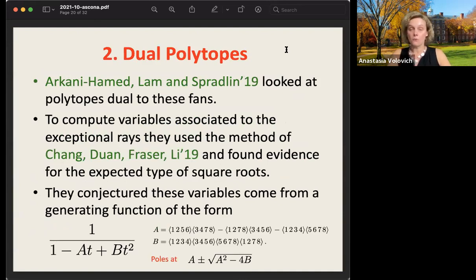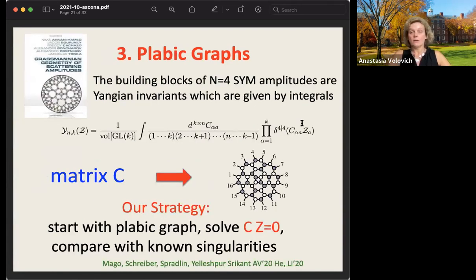Then there's the approach of dual polytopes by Arkani-Hamed et al., where they looked at something dual to these fans, and they used the work of the mathematicians Chang, Duan, Fraser, and Lee to compute the variables associated to some exceptional rays. They resummed them and found that they didn't find exactly the square root letters that appear. But when they did some estimation, whatever appears in the pole has exactly the type of square root that appears on the amplitude side.